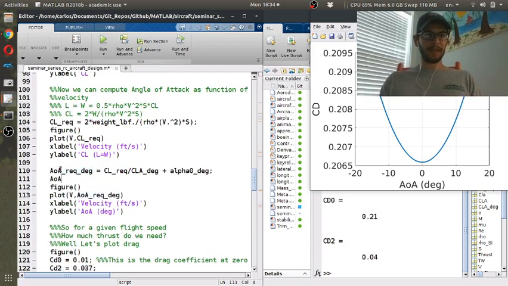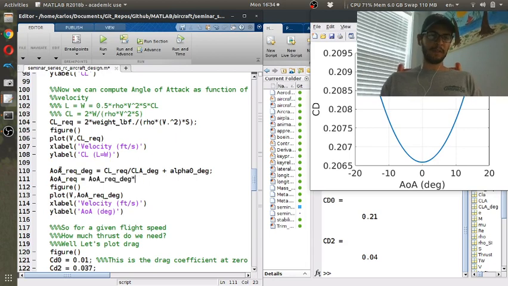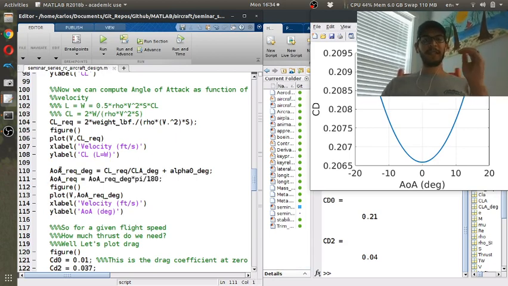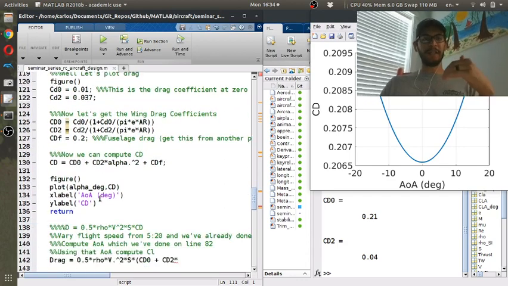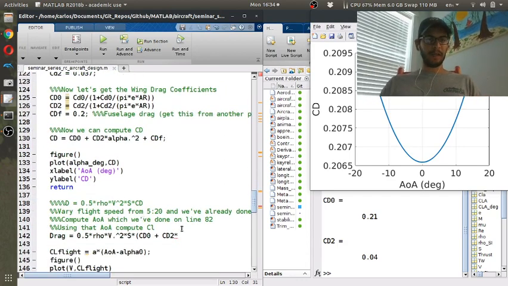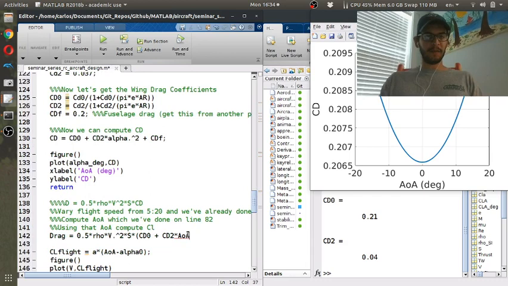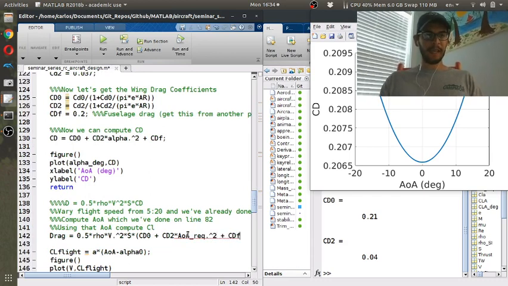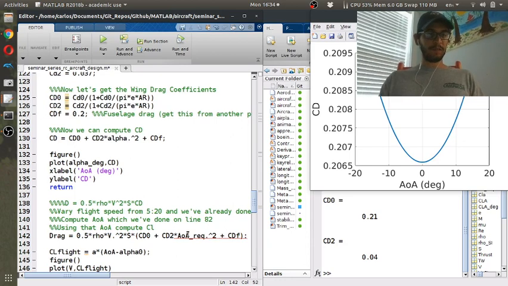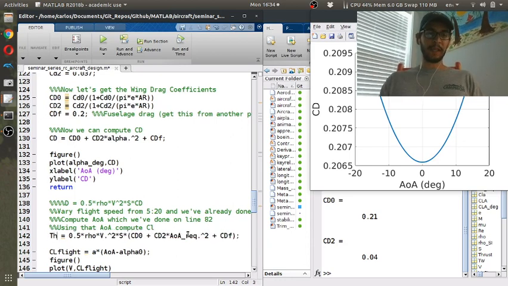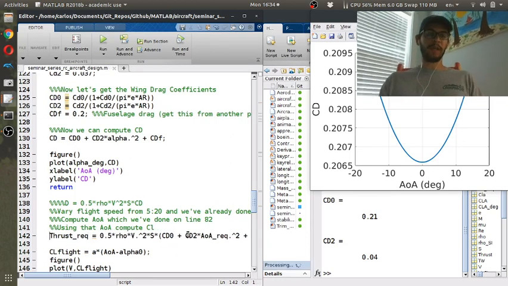So I'm going to do AOA required just in radians. And that's going to be AOA required degree times, no, pi over 180. And so that's going to give us the angle of attack required as a function of flight speed. And so I can come down here and say AOA required squared plus CDF. And then that will give me drag. And then that's also, by the way, going to give me thrust required, which is what I want.